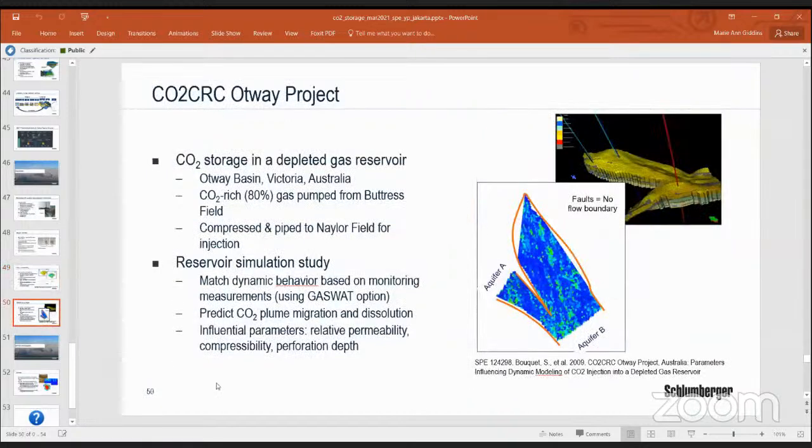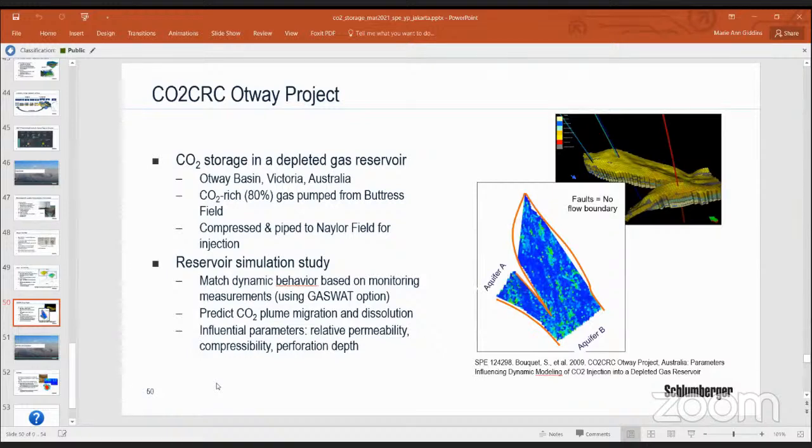Another project where Schlumberger was involved, and again, this is over 10 years ago, which shows the amount of experience we've gained. This was for CO2 storage in a depleted gas reservoir in Australia, in which CO2-rich gas was being pumped, compressed, and injected into the Naylor field. And we performed a reservoir simulation study for that using the gas watt option, where we were able to match the dynamic behaviour based on monitoring measurements, predict the CO2 plume migration and dissolution, and identify what were the influential parameters for that storage.